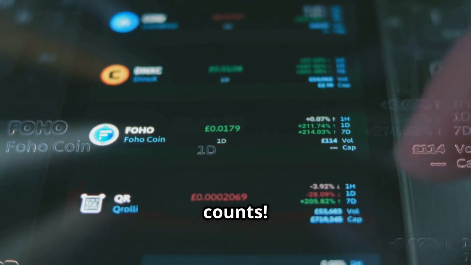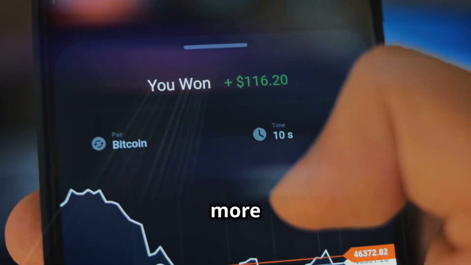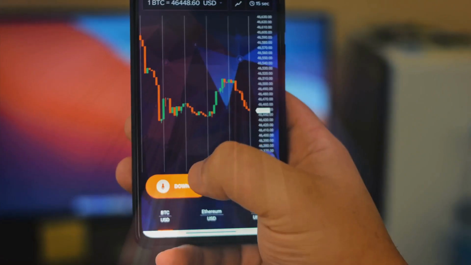Every penny counts. By implementing these tips, you'll be well on your way to becoming a smarter and more profitable arbitrage trader.